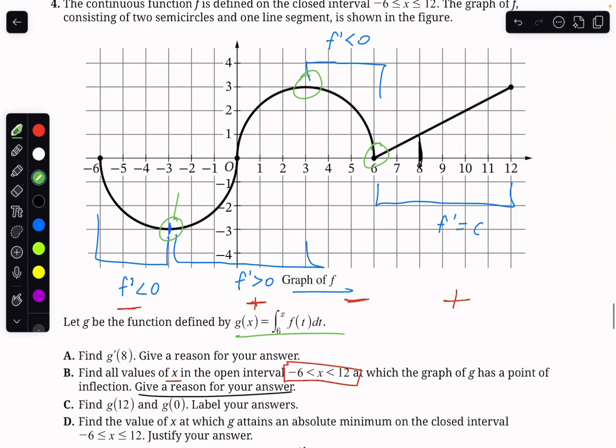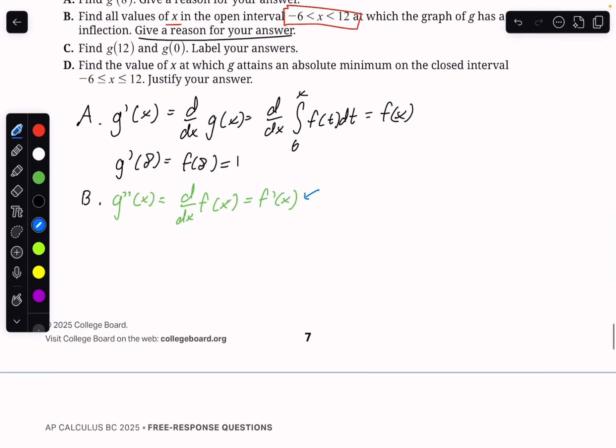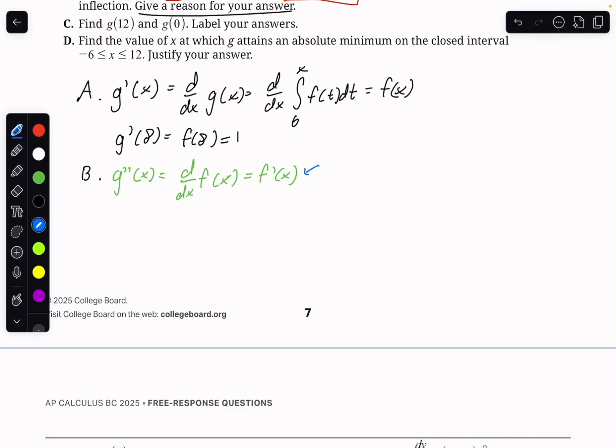But yeah, we got 1, 2, and 3. Okay. All you have to do now is just write out those x values. So those x values were x equals -3, x equals 3, and x equals 6. And the justification is because g double prime of x equals f prime of x, that's part of the justification, and it changes sign.